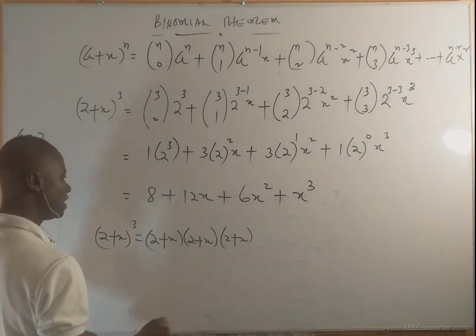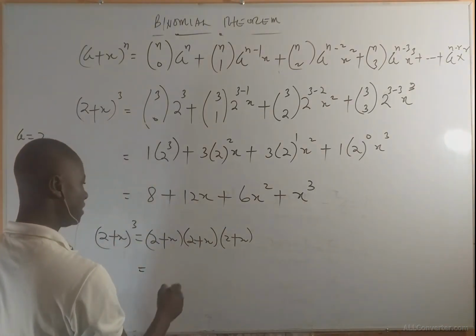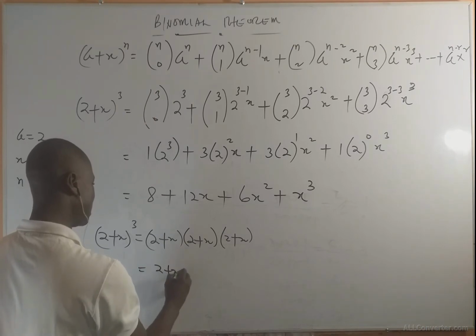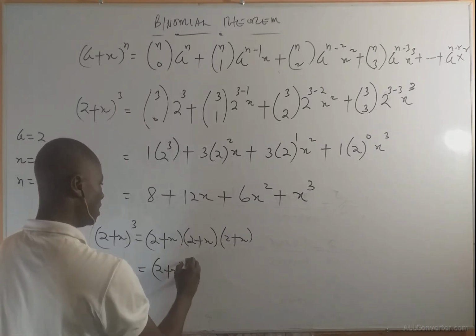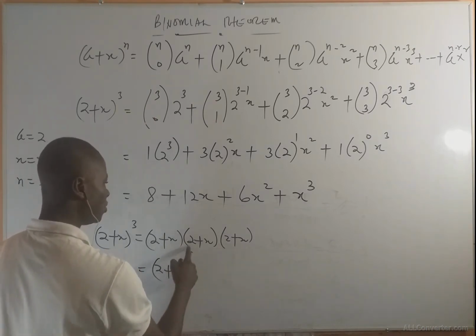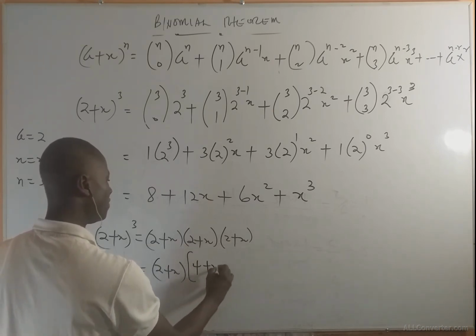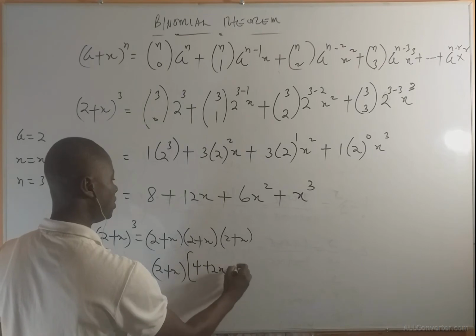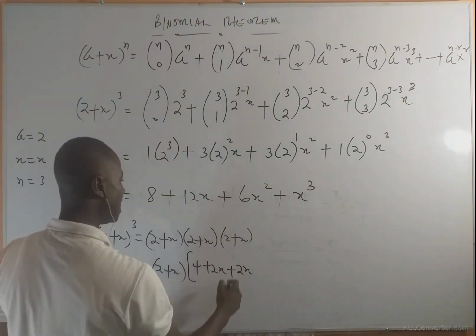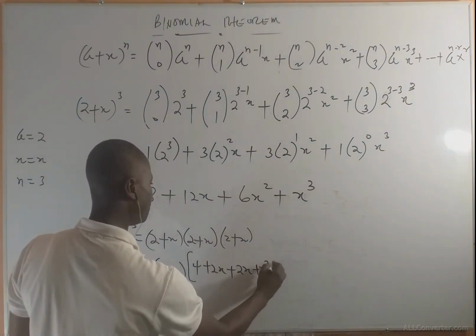Now, let's multiply the first two. This is 2 plus x. So let's multiply this by this. So 2 times 2 here will give us 4. 2 times x here will give us 2x. Then x times 2 is the same as 2x. And x times x here will give us x squared.